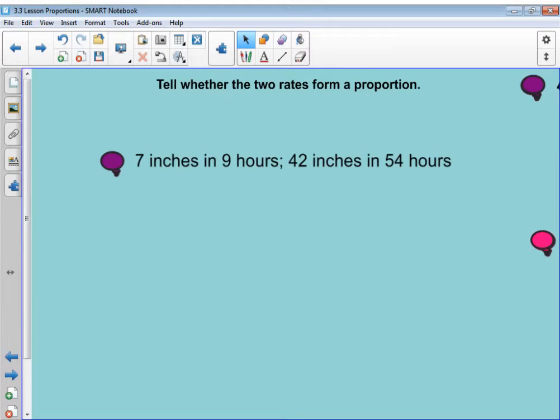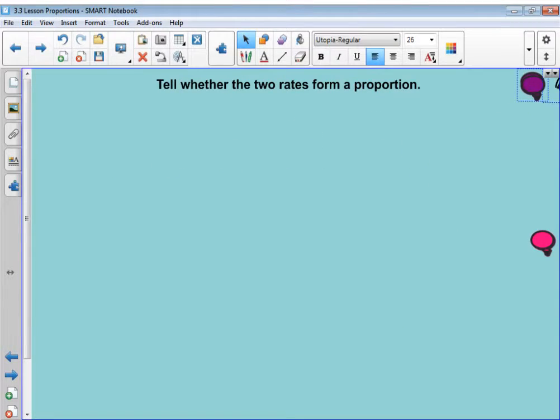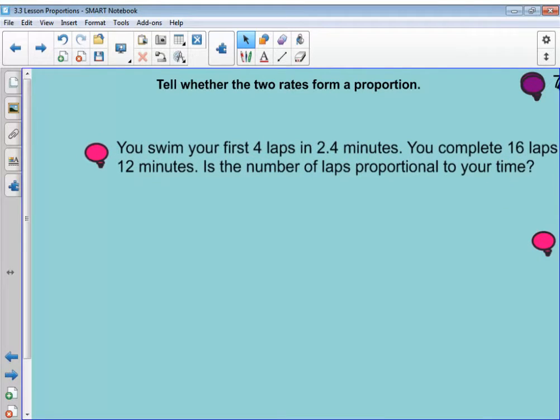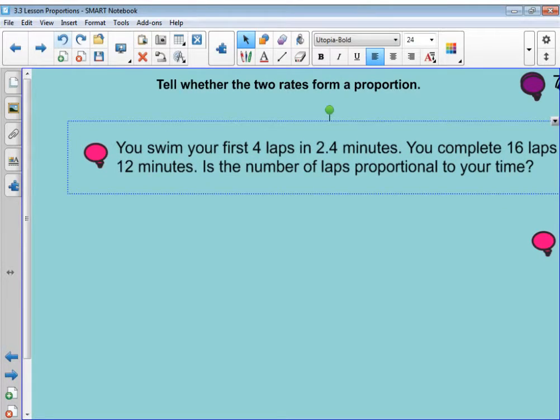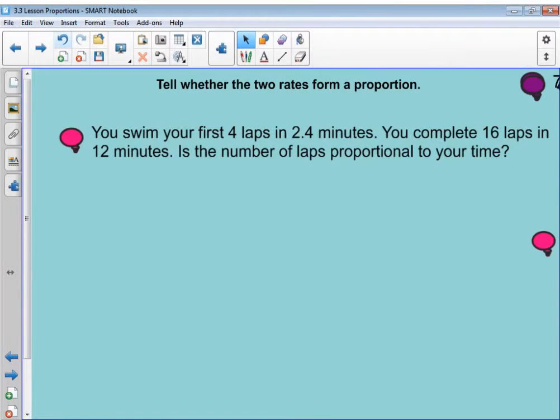Now I'm going to give you where they're going to give us story problems. So it's still the same thing. It's just that they're kind of putting it into a scenario. Okay, so I've got you swim your first 4 laps in 2.4 minutes. 4 laps in 2.4 minutes. You complete 16 laps in 12 minutes. Is the number of laps proportional to your time?